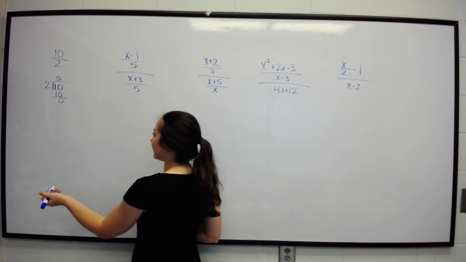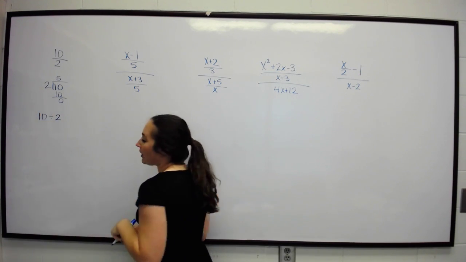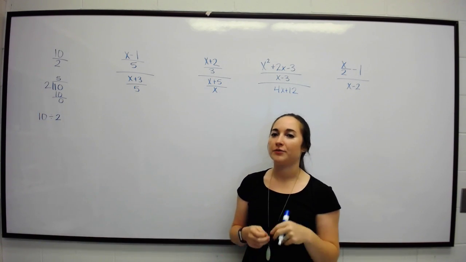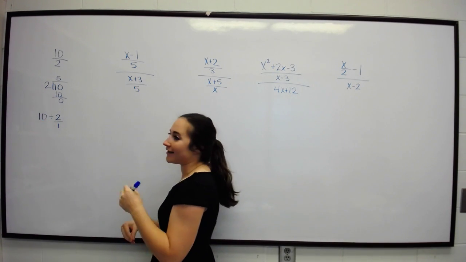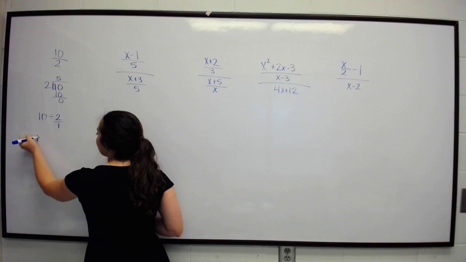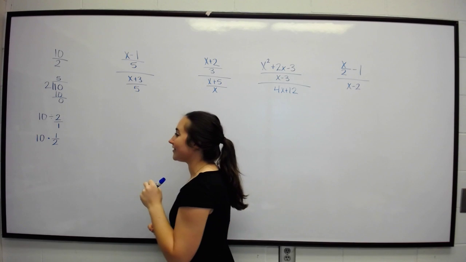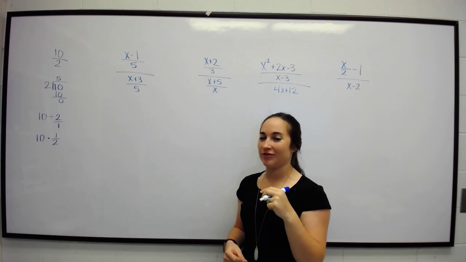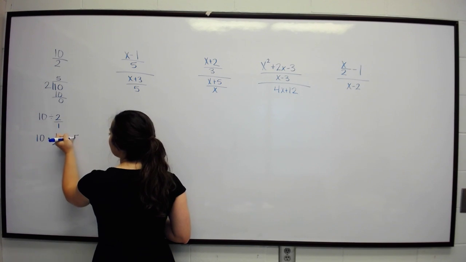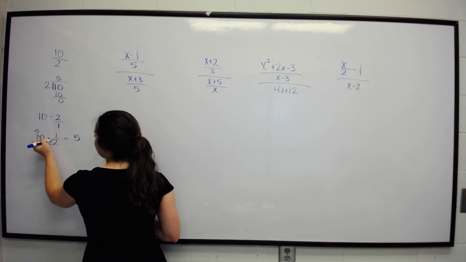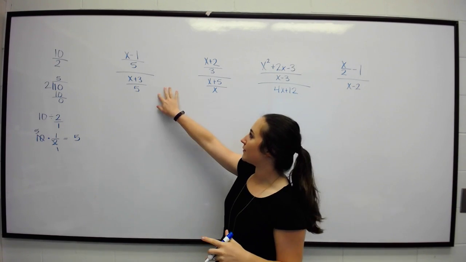But let's rewrite this in a different way. What if we said 10 divided by 2 over 1? Whenever we're dividing and we have a fraction, we keep the first thing the same, change the sign to multiplication, and flip this. So now we're saying 10 times 1/2, which is the same thing as dividing by 2. So this would be 5. That's a simple example, but it's going to help us with this problem here.